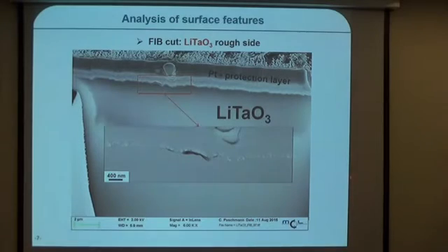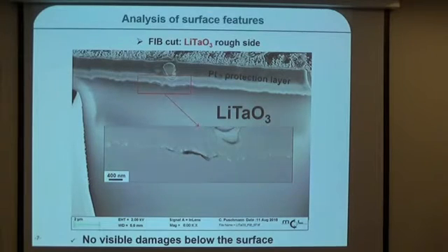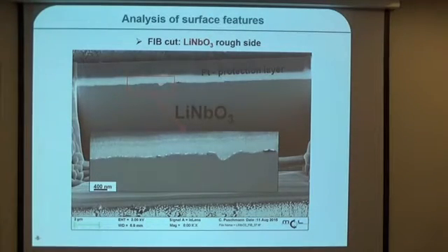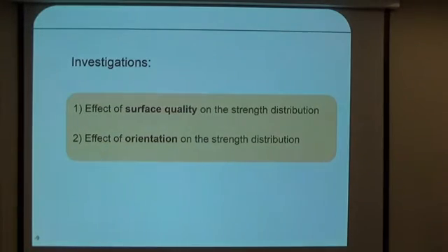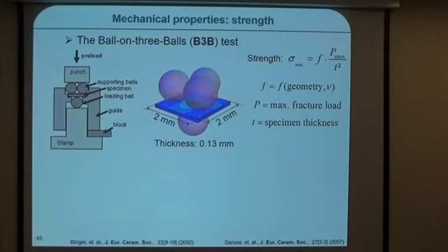If we have a closer look underneath the surface, we wanted to check if there is any further pre-damage due to the roughening process, and actually there is no pre-damage, no further pre-damage, as we can see for lithium niobate as well as for lithium tantalate. What I now wanted to investigate was how does the surface quality change the strength distribution of our materials, and if there could be an effect of the different orientation between the two materials.